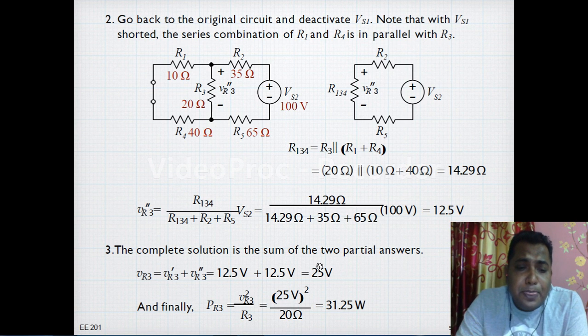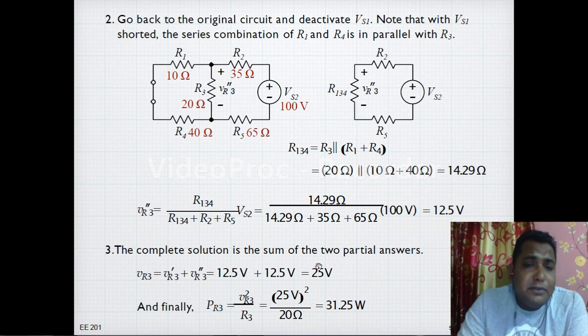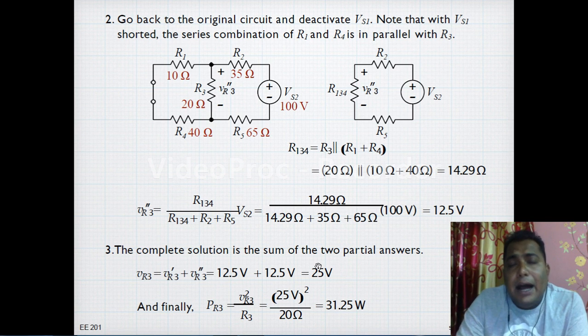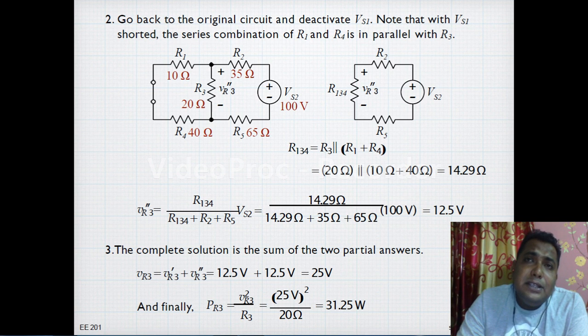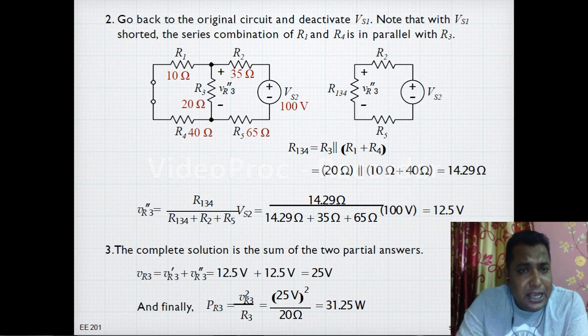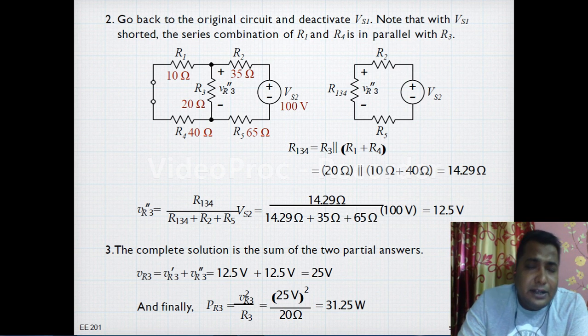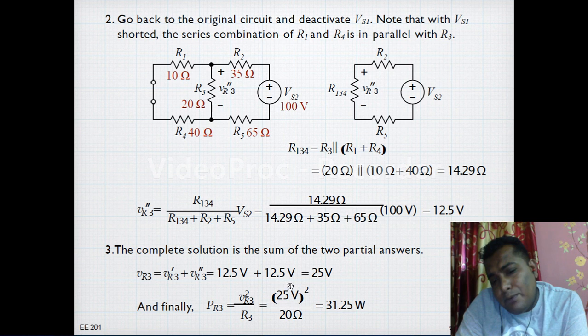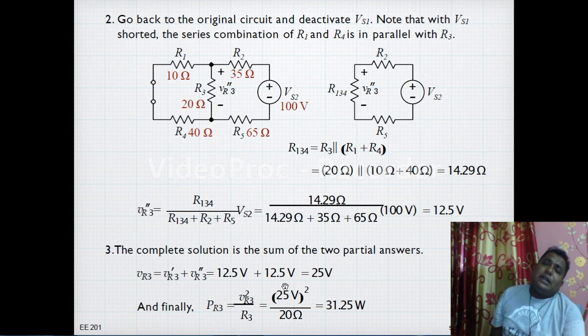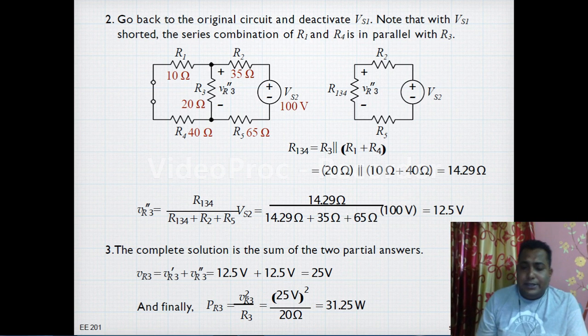Finally the power, that is the main expectation or outcome from this particular problem. So what is the expectation? That is the power. The power formula is V squared by R, where V is the voltage across R3 and R is the value of resistance R3. We have put the values over here, and we find 31.25 watts is the answer.